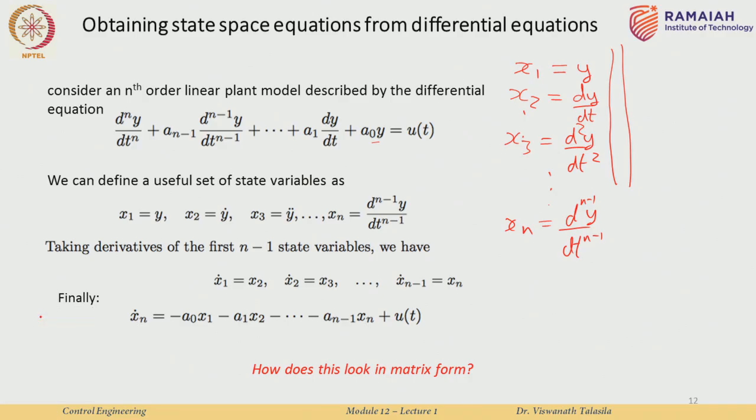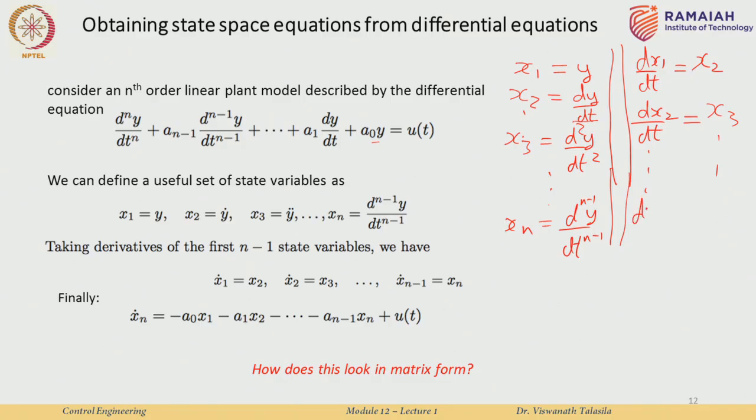Now, as we did in the case of the mass spring damper, we will now look at the derivatives of these states and we will see how these states are actually coupled with each other. So, if I take dx1 by dt, we see that it is nothing but dy by dt, and dy by dt as you can see is nothing but x2. So, I get x2 over here. Similarly, dx2 by dt is nothing but d square y by dt square, and d square y by dt square is nothing but x3.